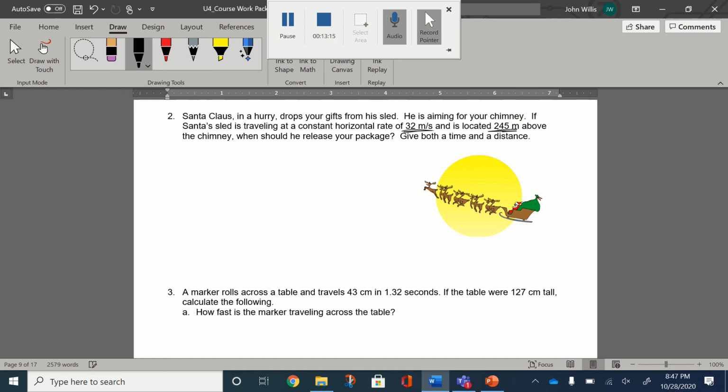It's at this distance above the ground. Do with that what you will, just like we're supposed to. But find out how long gravity lets it be in the air and how far it will go horizontally in that amount of time. That is the goal.